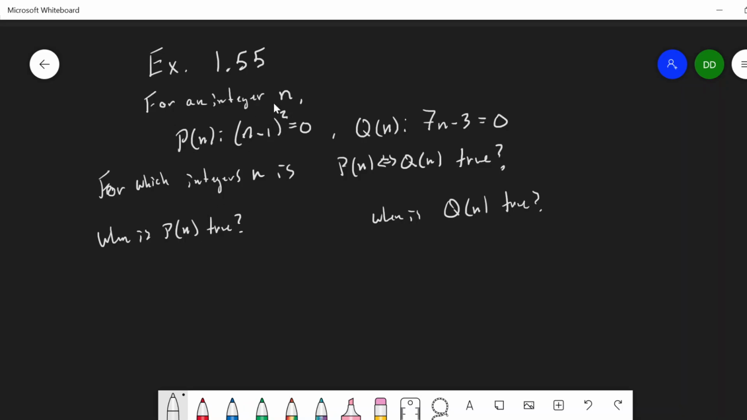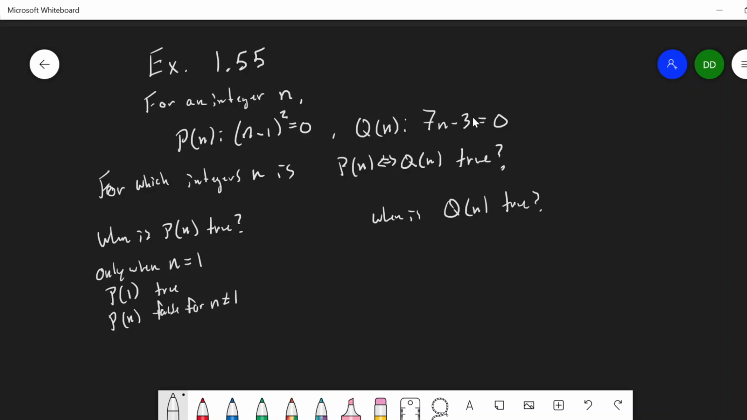Here we have n minus 1 squared. N minus 1 squared is always greater than or equal to 0, right? Even though I square a negative, it's greater than or equal to 0. I want to know when it's equal to 0. Well, that'll only happen when n minus 1 is equal to 0. So when is P of n true? Only when n is equal to 1. So that is, P of 1 is true, and P of n is false for n not equal to 1. So that's some good information to have.